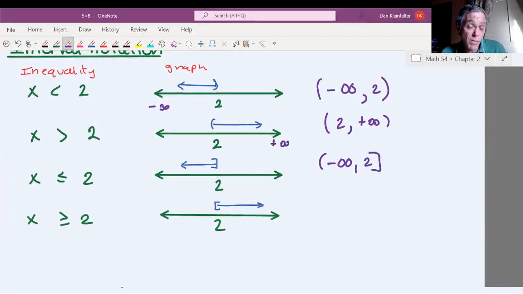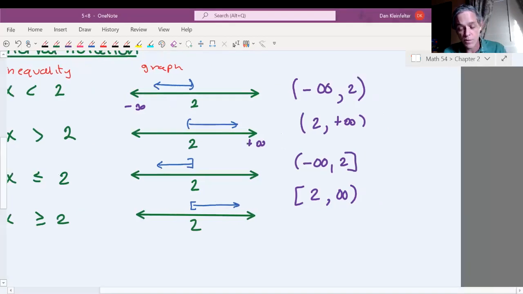So again, we'll have a square bracket on the 2 side. And then lastly, for 2 up to positive infinity, square bracket 2, comma, infinity. I think this is why the square brackets and parentheses appear on the graphs, because they match up. Remember that the parenthesis stands for not included and the square bracket for included. And also remember that with the infinity sign, the parenthesis is always used.